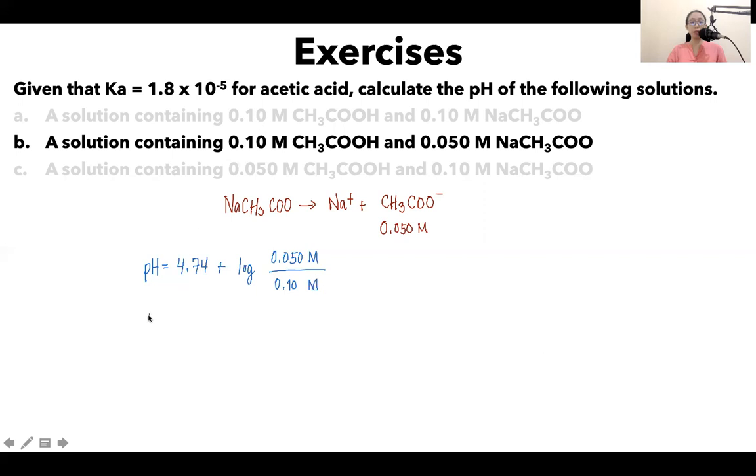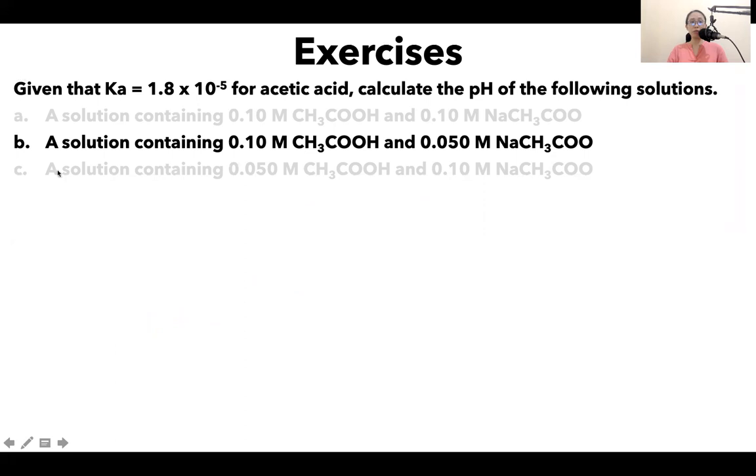So computing for pH, we get a value of 4.44. So let's analyze our answer. We see that we have a higher concentration of the weak acid. Therefore, we expect that we will get a slightly lower pH in reference to the pKa. Okay? So our answer makes sense because 4.44 is less than 4.74.